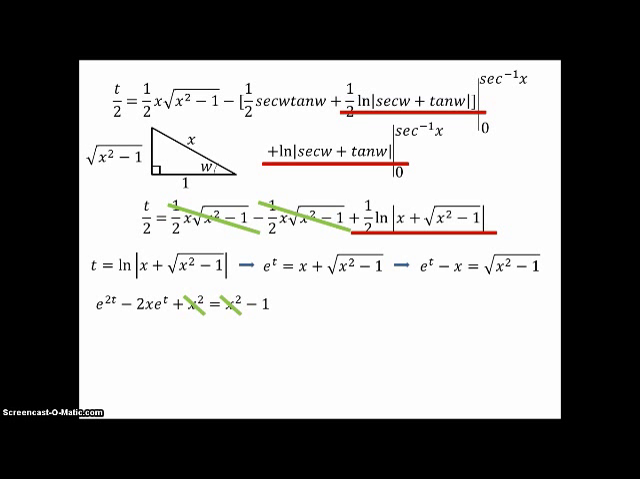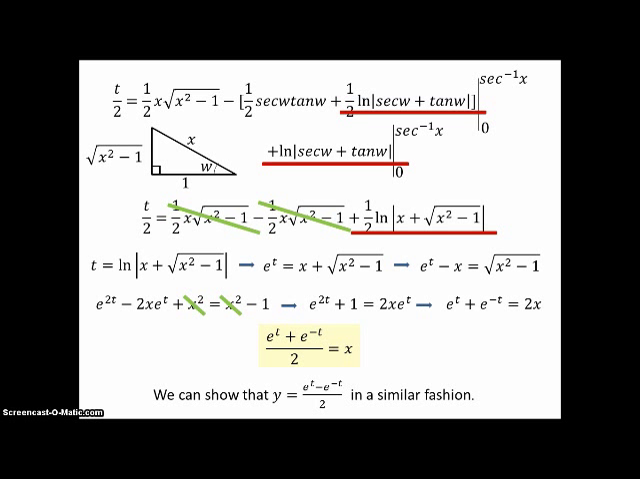And the x squareds cancel. Yay! And so then we can move the 1 to the left and the 2xe to the t to the right. Finally, well, not finally, but almost finally, take a deep breath. We divide by e to the t, and then by 2, and there we have it. And remember, x was the hyperbolic cosine. And we can show that y equals e to the t minus e to the negative t over 2 in a very similar fashion, but let's not do that today.